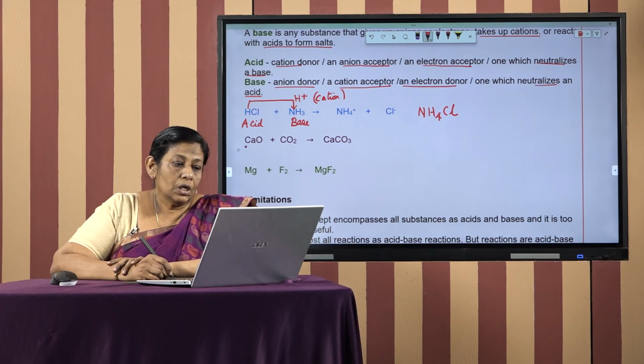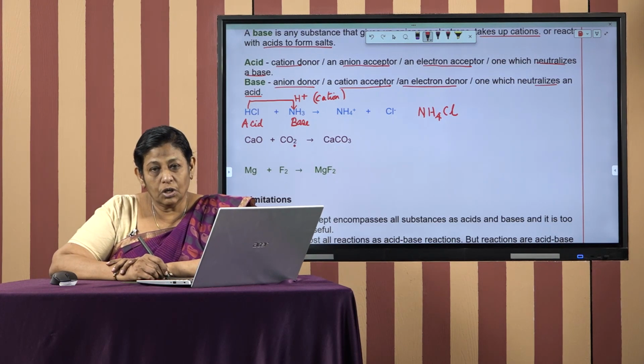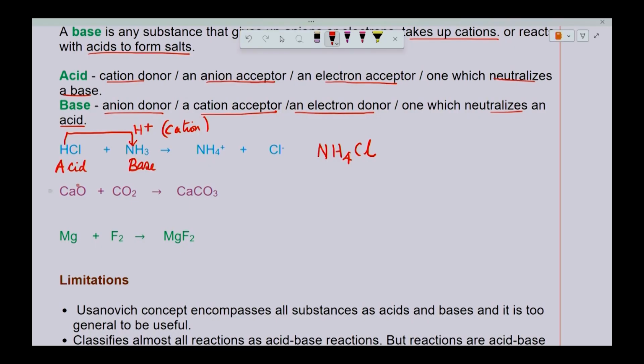Now here, calcium oxide reacts with carbon dioxide to give calcium carbonate. Here what happens is this calcium oxide donates its oxide ion. The oxide ion is negatively charged and therefore that is considered an anion. So, one who donates an anion, who is that? Anion donor. You can see here, an anion donor means that is a base, calcium oxide is a base. And an anion acceptor, that is the second concept here, that is an acid.